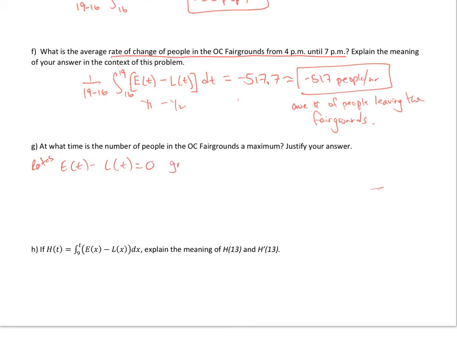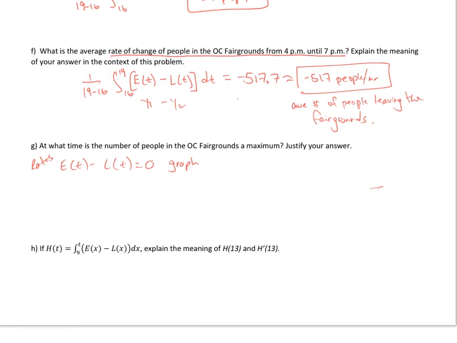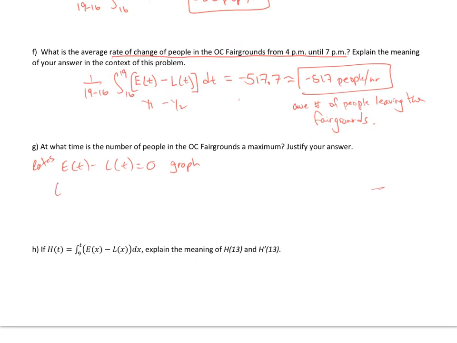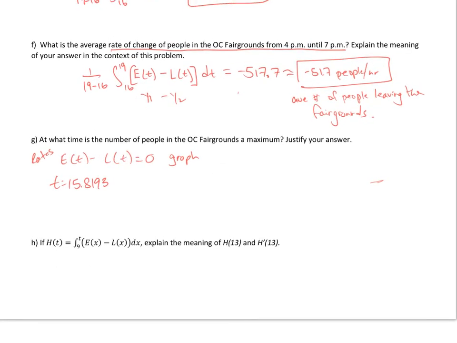Now you could do this graphically, again, as we have our graphs in our equation. So using our calculator, we end up on this one with t equaling 15.8193. And if you test this against time equals 0, which would be 200 people, and at time equals 11 p.m. at the end, you will see that this value does yield the maximum. So make sure you test the endpoints.